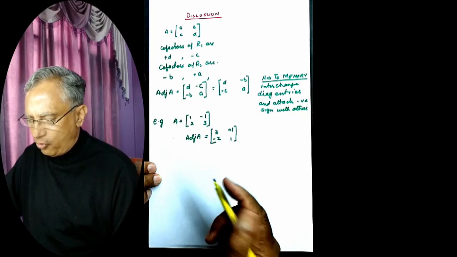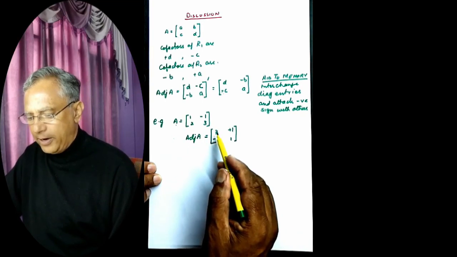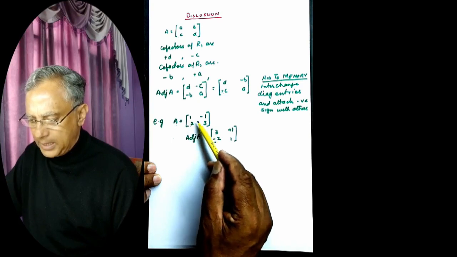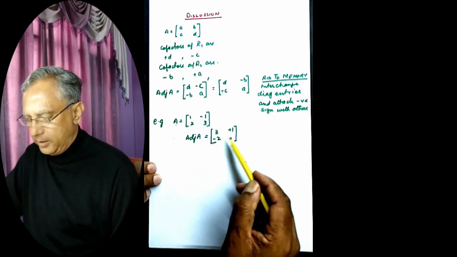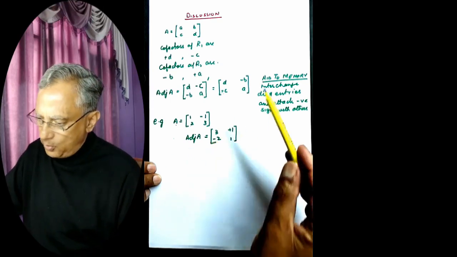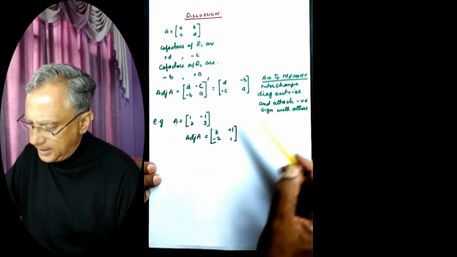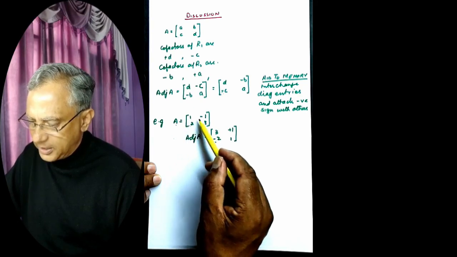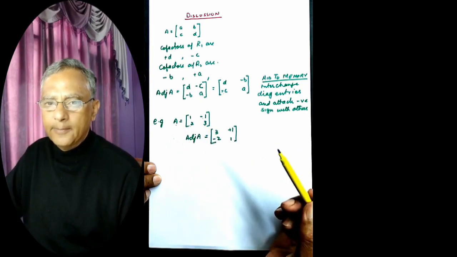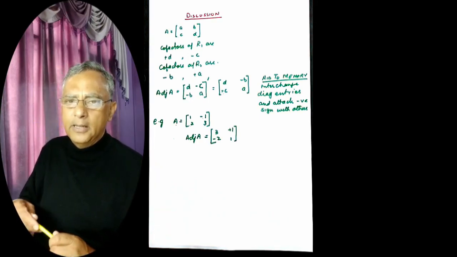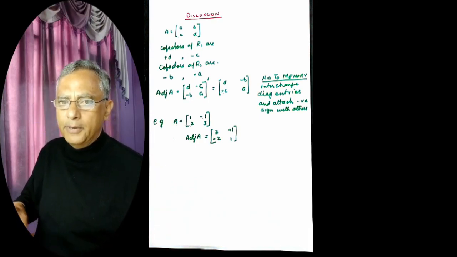And if you have to find inverse, just divide it by determinant of it. That is 3 plus 2, 5. Divided by 5, you will get inverse. So keywords are interchange diagonal entries, and attach negative signs here. So if you can remember it, just remember it. It will save time in competitive exams.